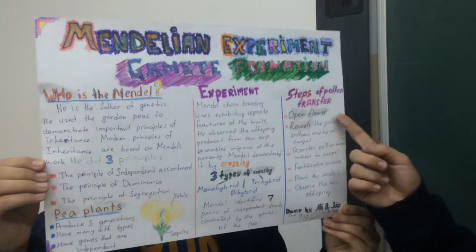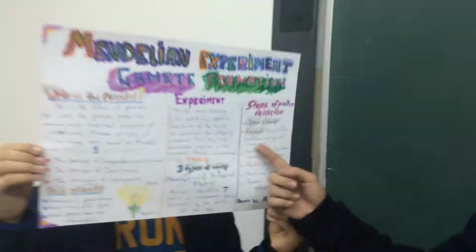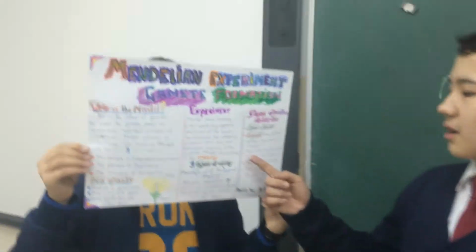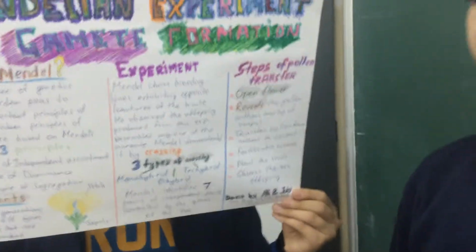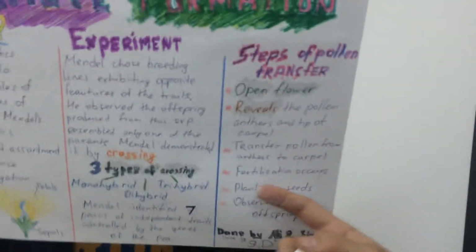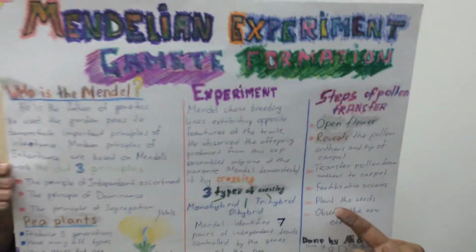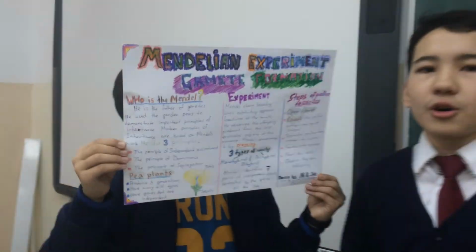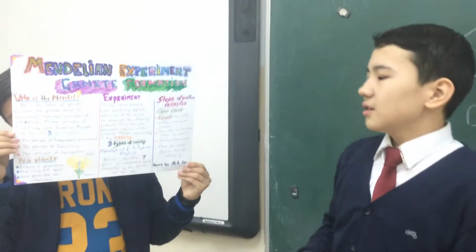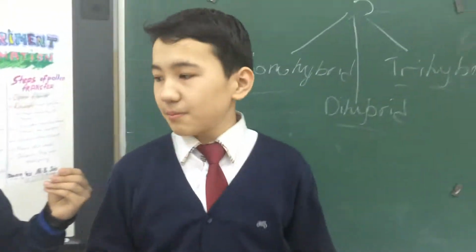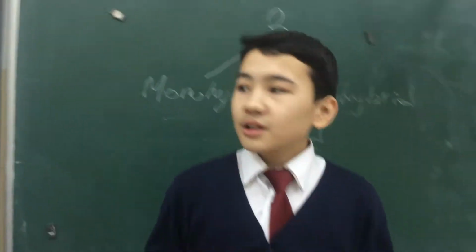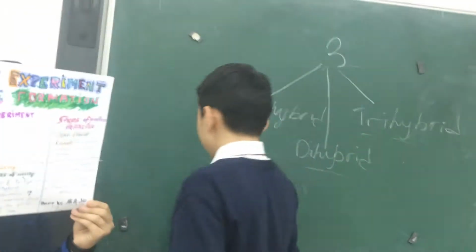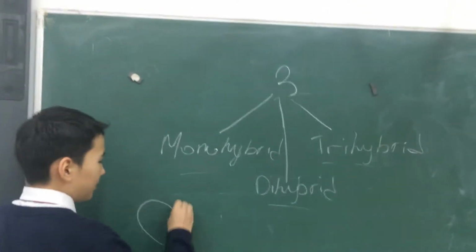Firstly he opened the flower and revealed the pollen, anthers and the tip of the carpel, and then transferred pollen from the anthers to the carpel. Then fertilization occurs and the plant sets seeds, and he observes the offspring. Then Mendel identified 7 pairs of independent traits controlled by genes.